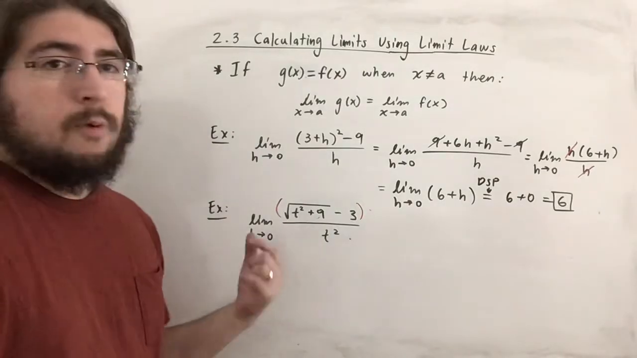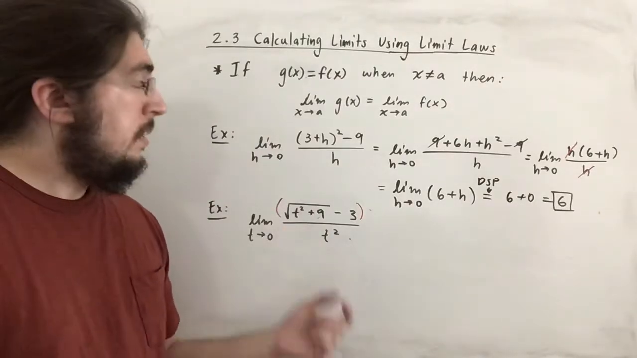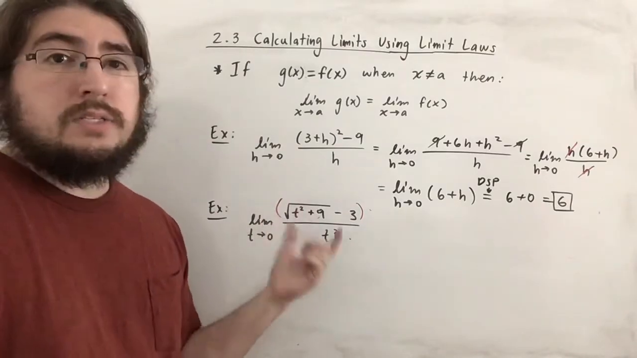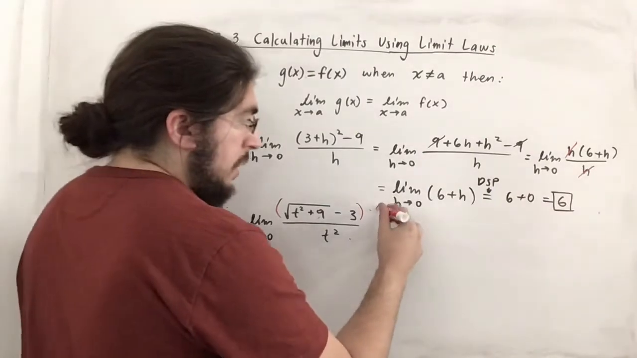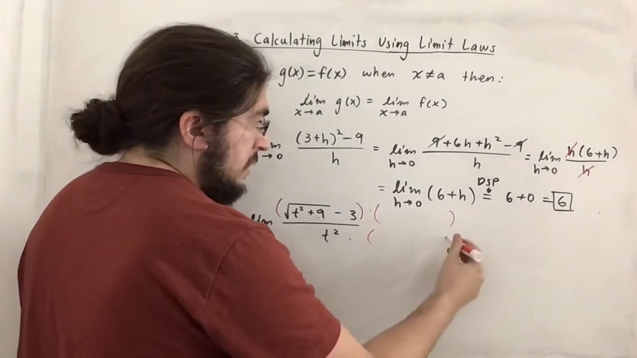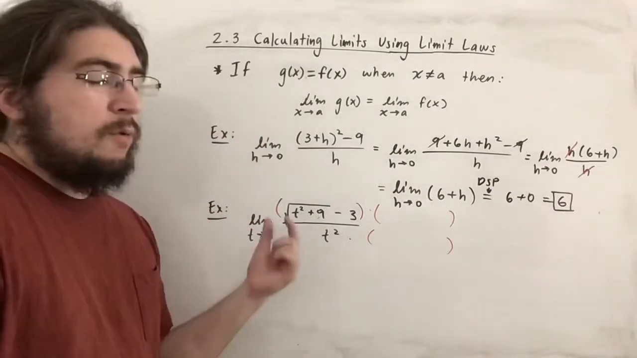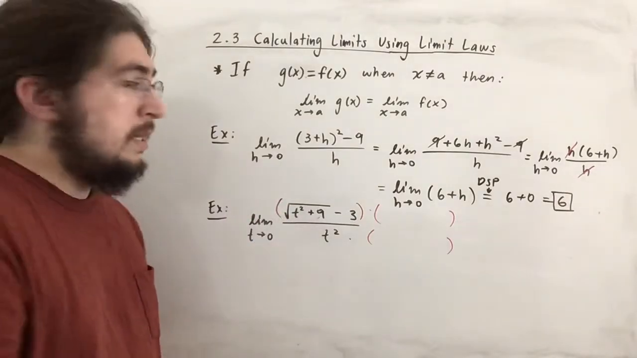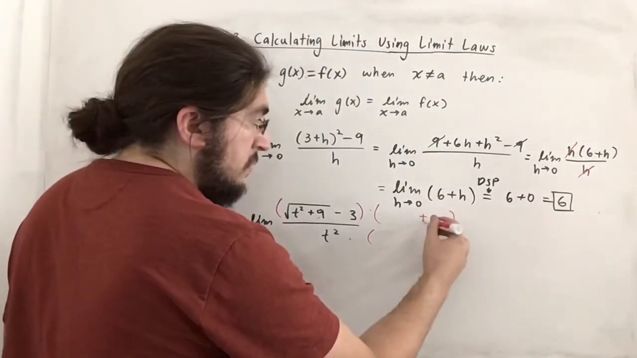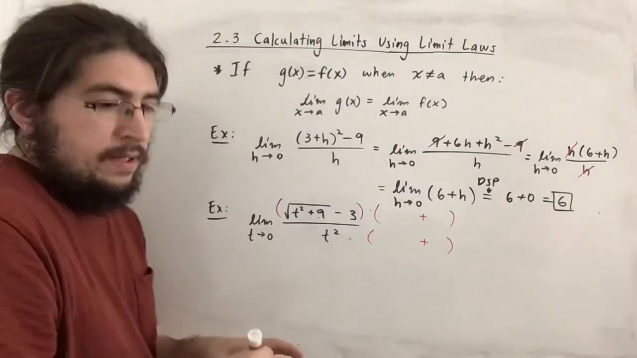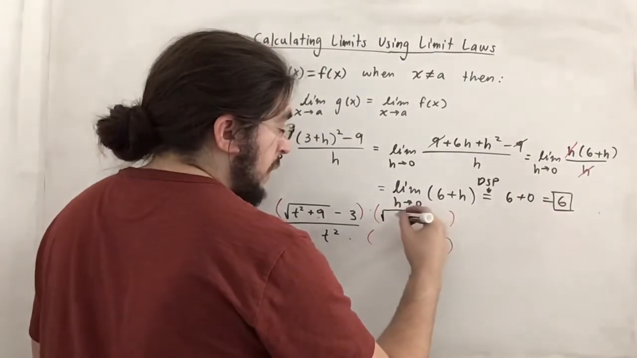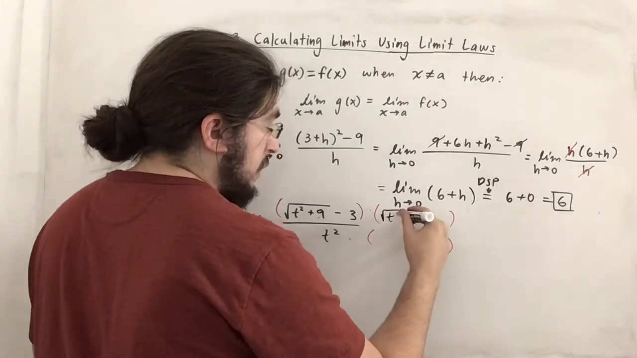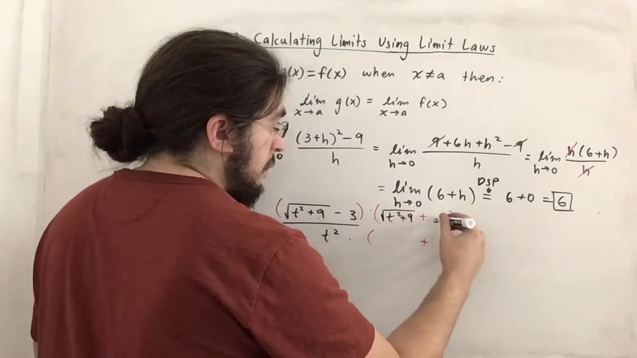We're going to so-called rationalize the numerator. So I'm going to multiply top and bottom by the conjugate of the numerator, of the expression containing the radical. What is the conjugate of an expression? The conjugate of an expression is the same expression, but with a sign change of the two terms. So instead of radical t squared plus 9 minus 3, we're going to write radical t squared plus 9 plus 3.